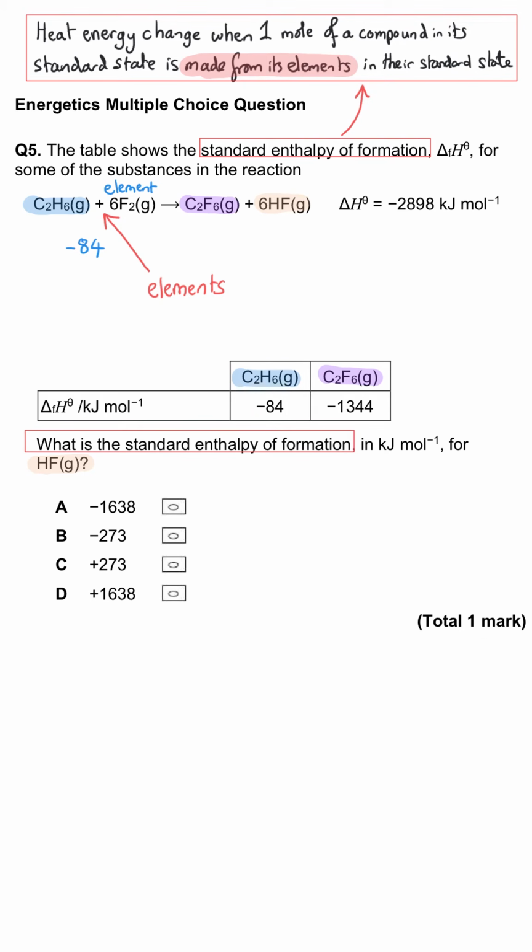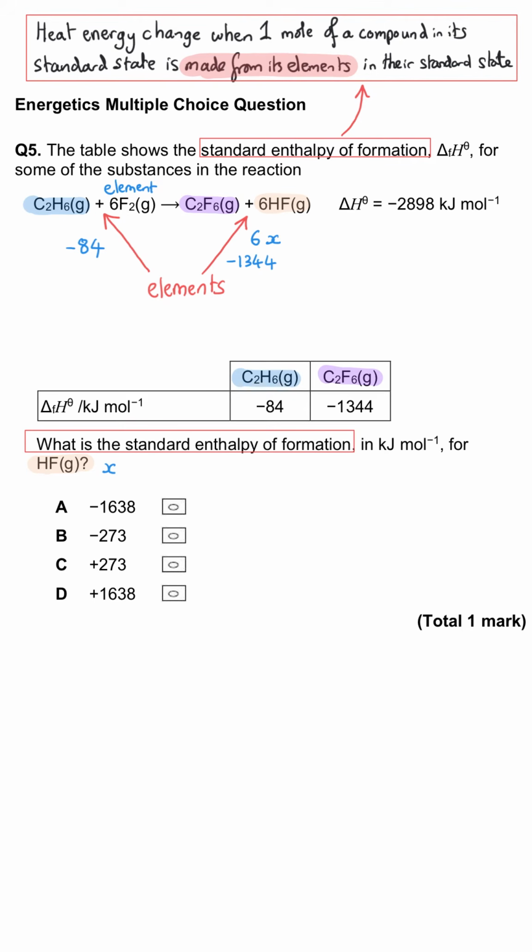And then for the products, the arrow goes in the same direction, starting at the elements and up to the products. We've got this, which is minus 1344, and we've got our target, which is HF, and I'm just going to call that X, the enthalpy of formation of HF. But we need to be mindful of the fact that this arrow is making 6 of those HF molecules, and so the enthalpy change will be 6X, and then add minus 1344.